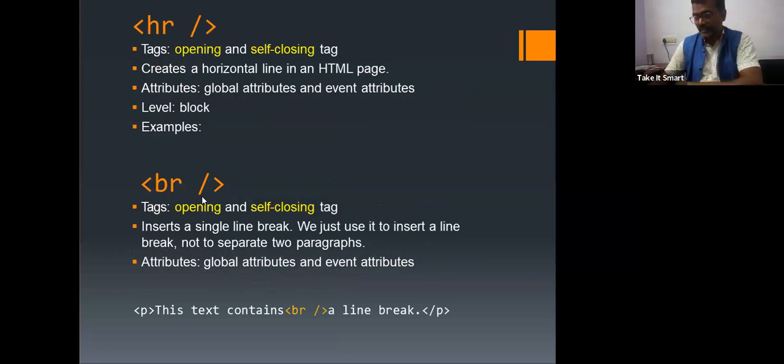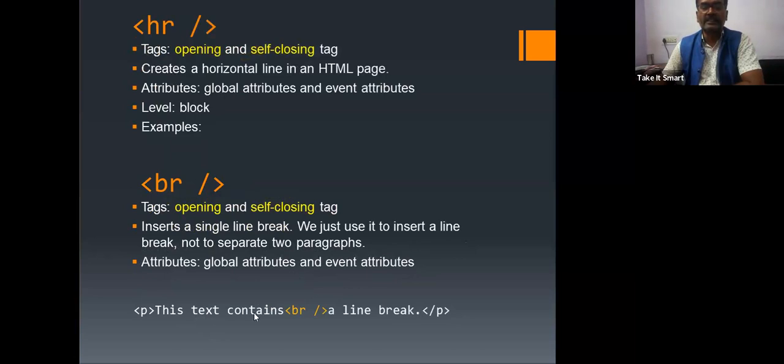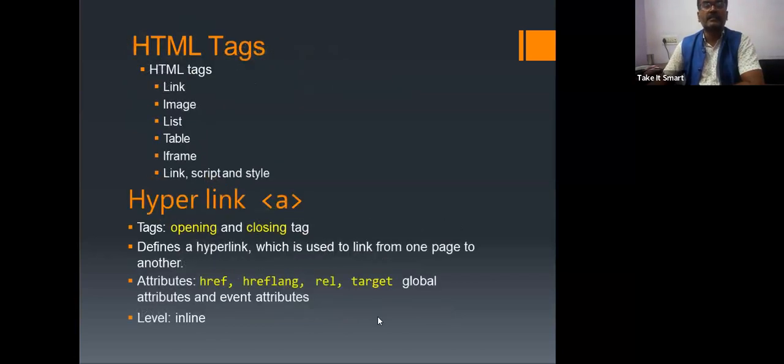So next is the BR tag. The BR tag is used for getting a break in a line. If you want some content to come in the next line, you can immediately use the BR tag. Like here, this is a text content. In between, I gave BR, a line break. So a line break is going to come in the output in the next line.